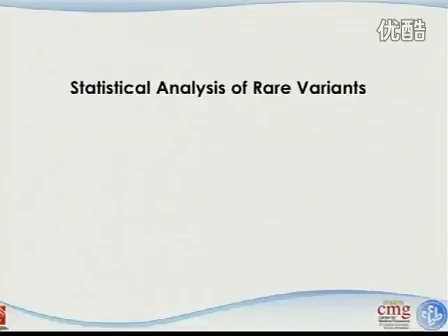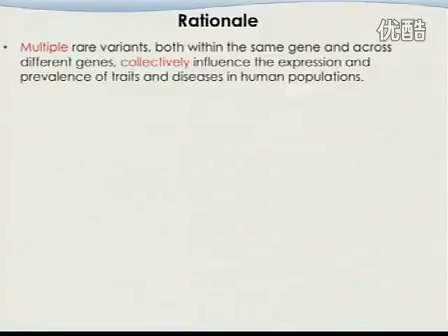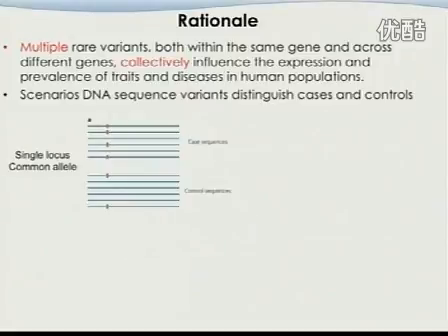Okay? And very quickly, let's go through a little bit of statistical analysis on the rare variants. I'm not going to give you any equations. And if you are not satisfied, there are plenty of papers with a lot of equations that don't make any sense to me. All right, pages of equations. For this part, we know that for genome-wide association studies, there are very established algorithms to deal with that. But here we are talking about rare variants, which is a new feature of next generation sequencing data. The rationale for this part is that multiple rare variants, both within the same gene and across different genes, collectively influence the expression and the prevalence of traits and disease in human populations. Not one gene, but multiple genes, and they collectively influence the phenotype. So that's the basic rationale.